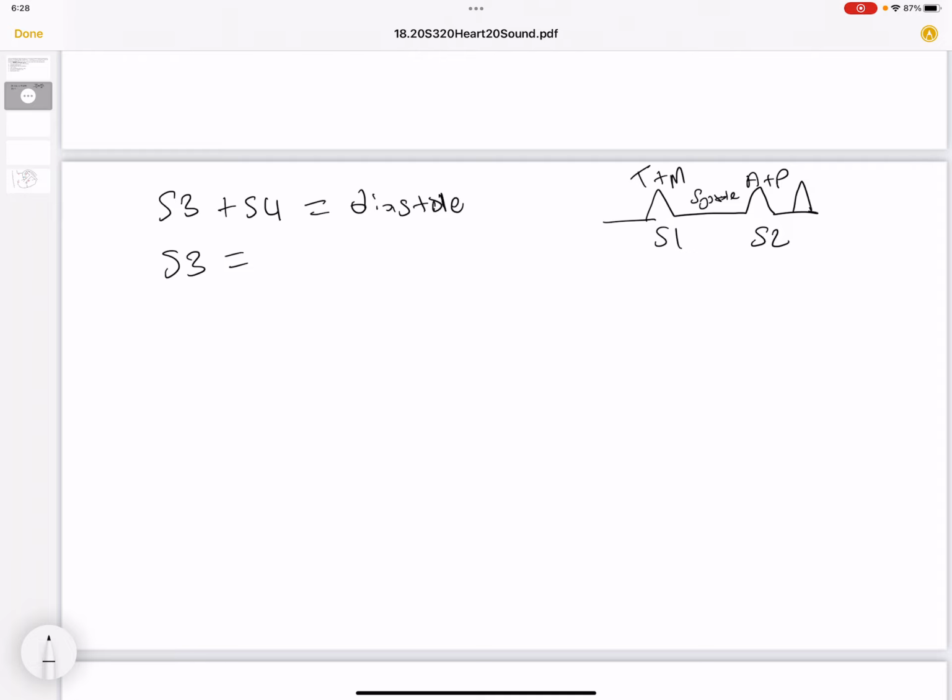An S3 heart sound usually occurs right after S2, early in diastole, and an S4 heart sound occurs usually closer to S1 in late diastole. An S3 heart sound occurs due to rapid ventricular filling, and an S4 heart sound occurs due to blood flowing into a stiff ventricle.